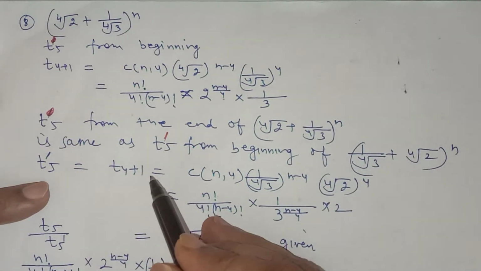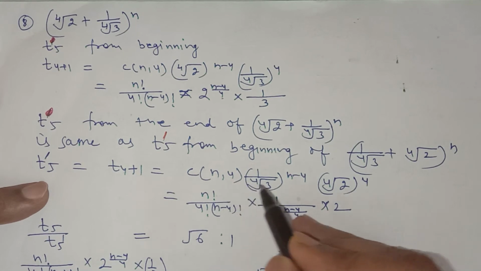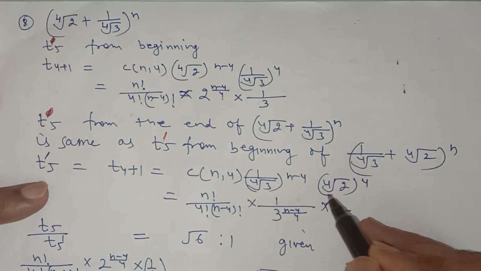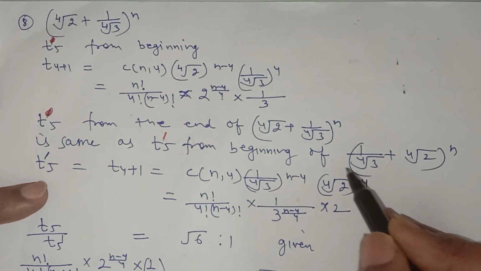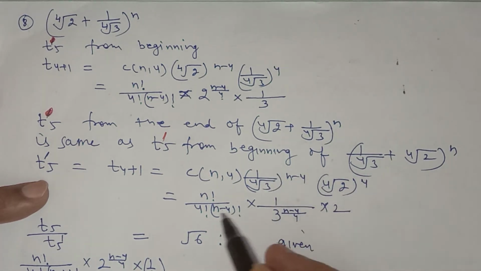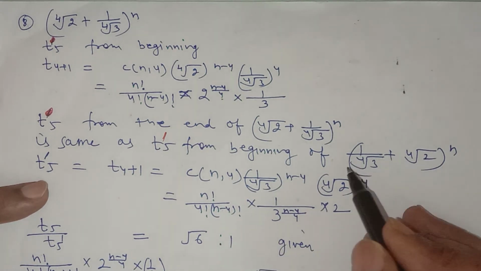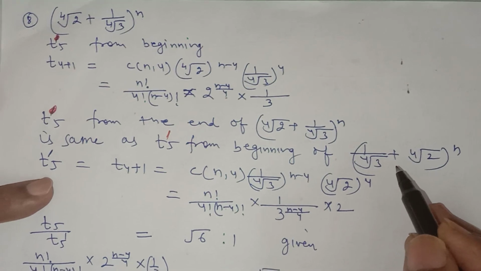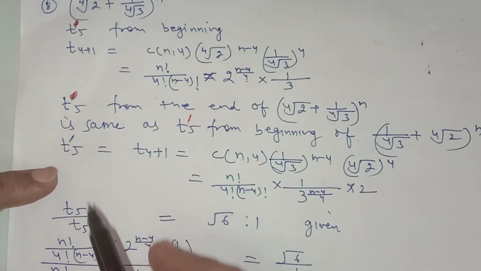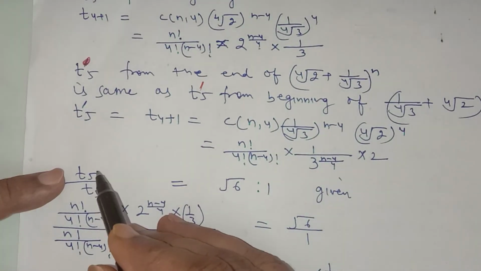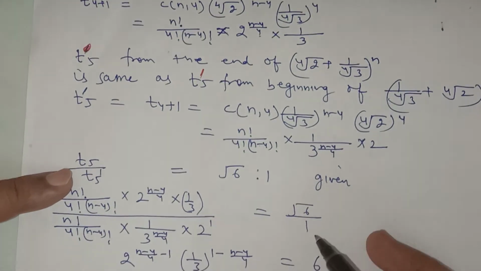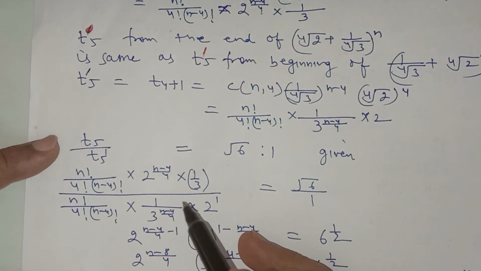The T5 will be 4 plus 1. The same formula, combination of n r, x raised to power n minus r, where x is 1 upon 3 raised to power 1 upon 4, and y raised to power r, which is the fourth root of 2 raised to power 4, which is equal to 2, and it will be 1 upon 3 raised to power n minus 4 upon 4. This is the fifth term from the end. Now it is given that the ratio of the fifth term from the beginning to the fifth term from the end is root 6 upon 1. So put the first term in the numerator and the second in the denominator, equal to root 6 upon 1, and simplify very carefully.